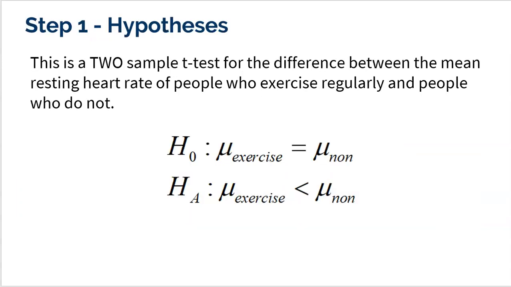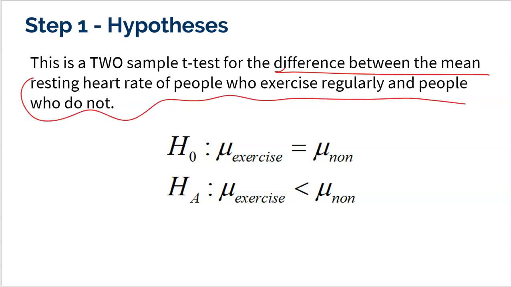So step 1 is giving it a good name. This is a 2-sample t-test for the difference between the mean resting heart rates of people who exercise regularly and people who do not. Please make sure that you have the difference between the means and then give me all that nice context. Now the null is, of course, there's no difference. There's no difference between the average heart rate for those that exercise and the average rate for those that do not exercise. They're the same. They're equal. And the alternative is what I'm wondering: is the mean for those that exercise truly lower, less than the mean for those that do not exercise?